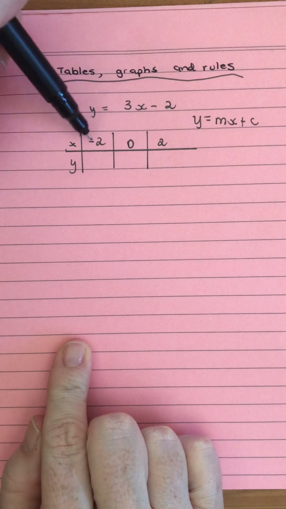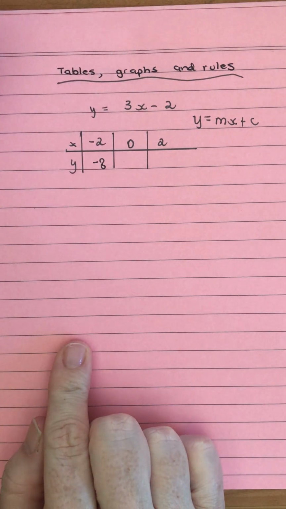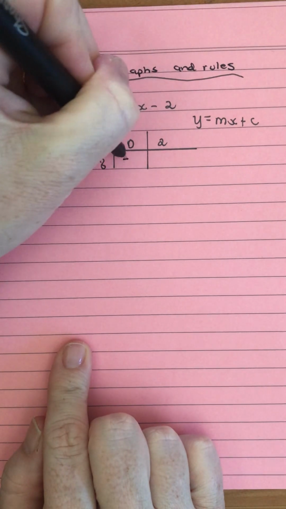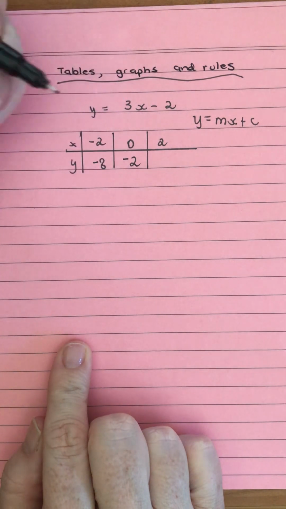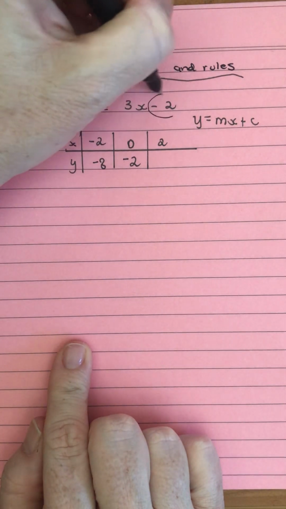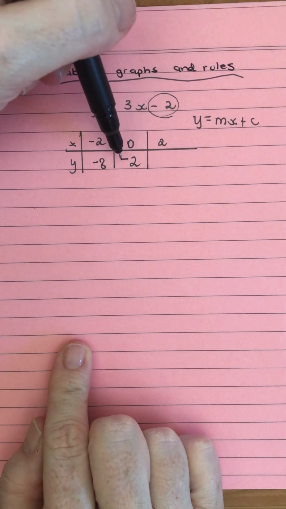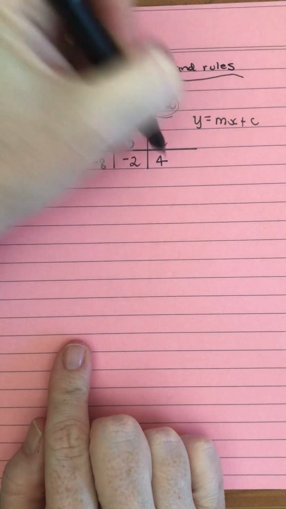So 3 times -2 is -6, and when we take away 2, we get -8. 3 times 0 is 0. When we take away 2, we get -2. That's our y-intercept. We can also see that from our equation as well, because the plus c is our y-intercept, which is -2, which is what we worked out. 3 times 2 is 6, take away 2 is 4.